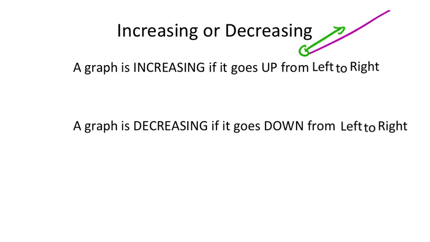Now it'll be decreasing if it goes down. This time it's going down, but again from left to right. So these are going to be sloped in a downward fashion. And back when we went over this in 8th grade, we would say it has a negative slope. Negative slope means that you'd be at the top of the hill, and then you take your sled and slide down it. Okay?